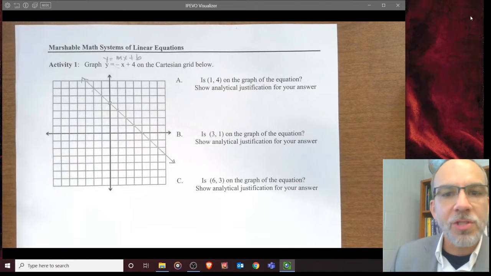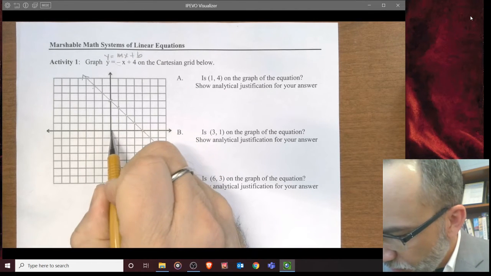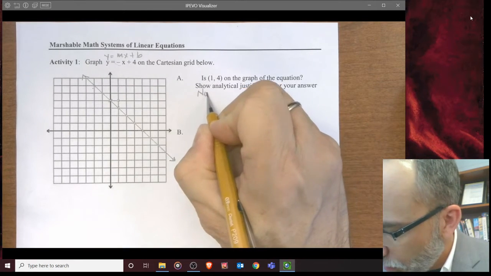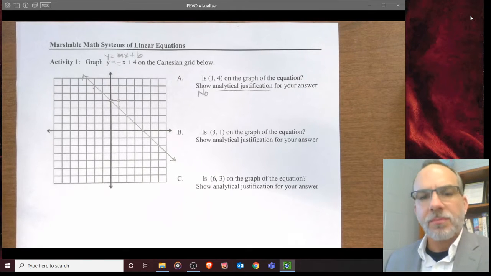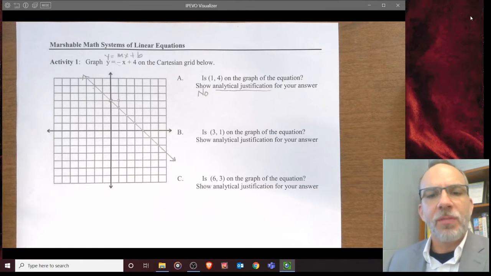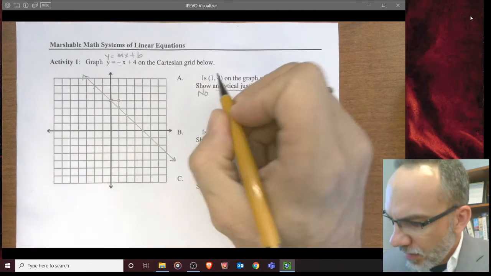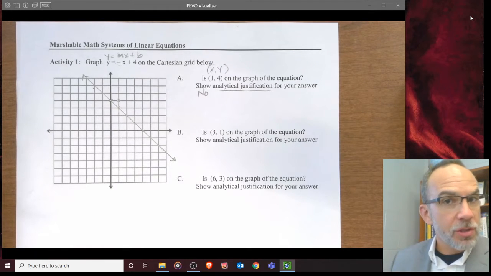So now the question here is, is 1, 4 on the graph of the equation? Well, let's see, go to the right one, go up 1, 2, 3, 4. That's that point right there. My initial answer is no, but it says show analytical justification. What does that mean? Analytical justification is algebra. So what does algebra have to do with this? Well, remember that the graph of an equation is the collection of all the solution points. So if it's a point that's on the graph, it will solve the equation. Remember, this is an x value and a y value. So that means if it's not on the graph, it shouldn't solve the equation.